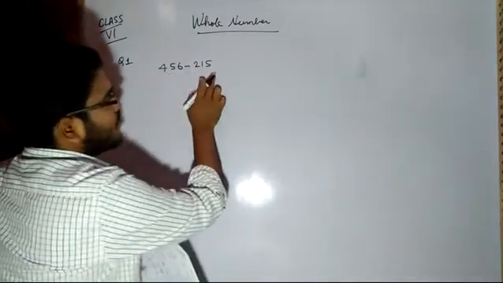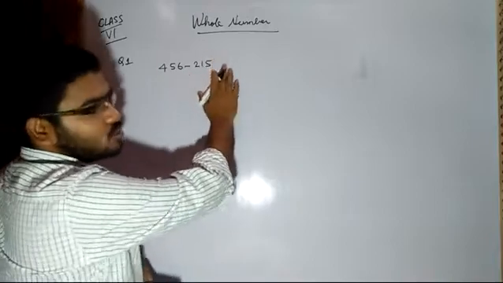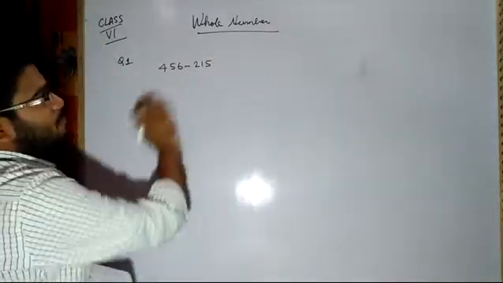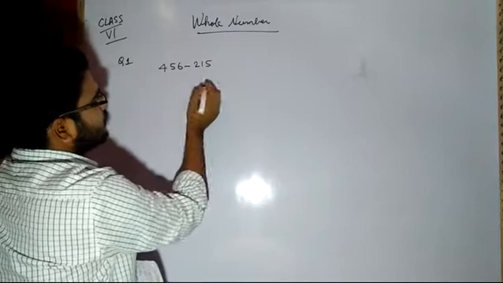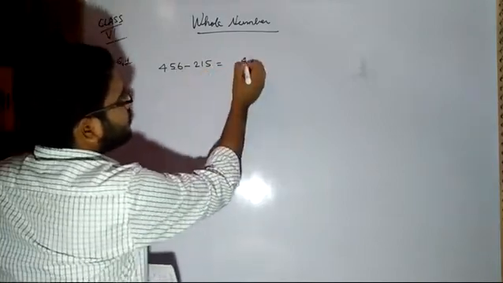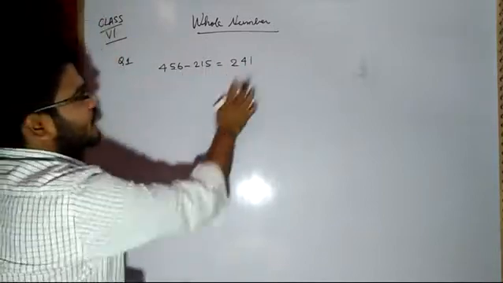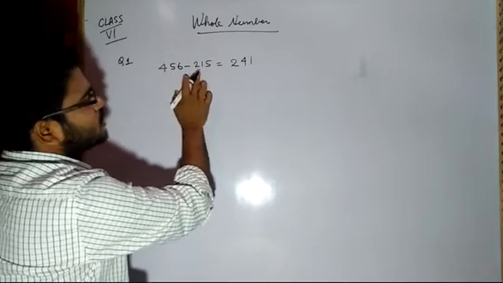Now 456 minus 215, what are we going to do? We don't have any number that we can arrange, so simply we will subtract. 6 minus 5, 1. 5 minus 1, 4. 4 minus 2 is 2. This is the result.